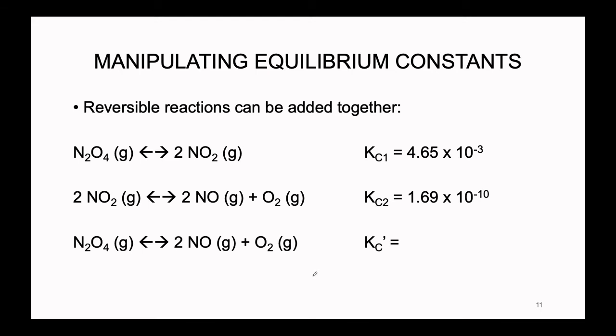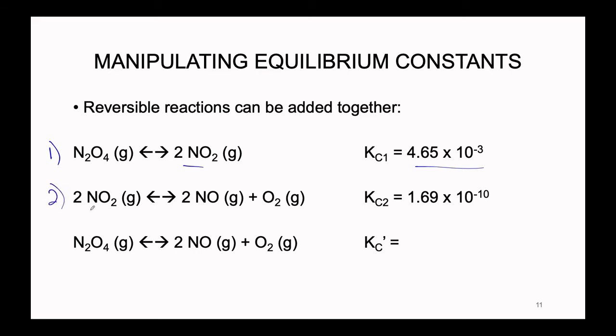Another way that we can manipulate these chemical equations is if we write a reaction that is the sum of two constituent reactions. So if we take our first reaction here, which is the same reaction that we've been working with, our N2O4 is decomposing into two NO2s. Its equilibrium constant, as we have seen, was 4.65 times 10 to the negative third.